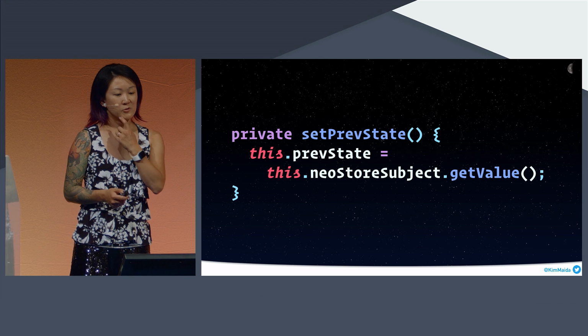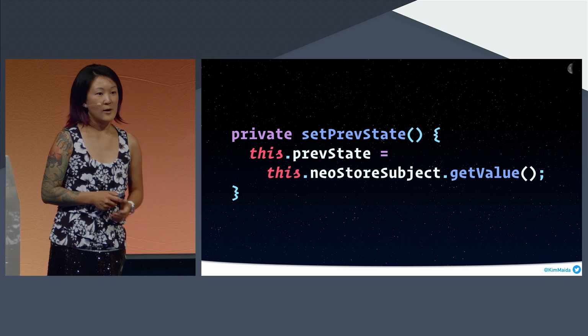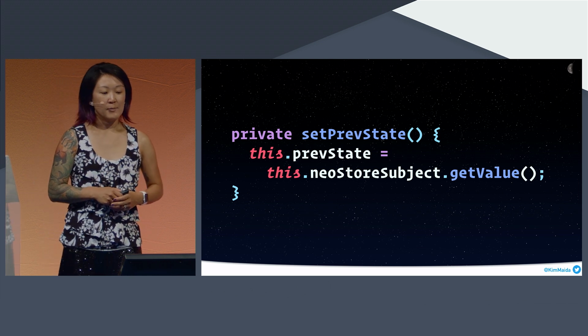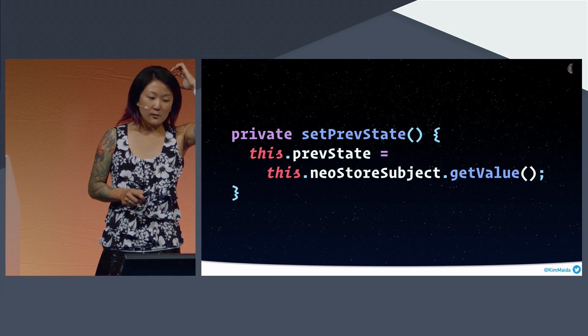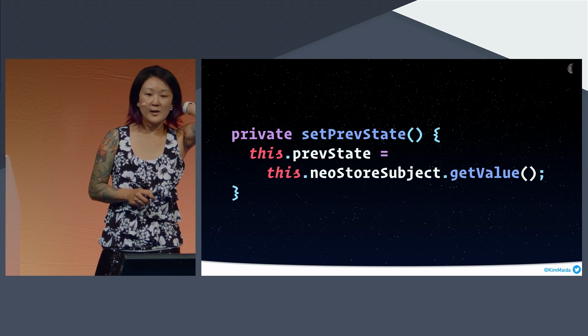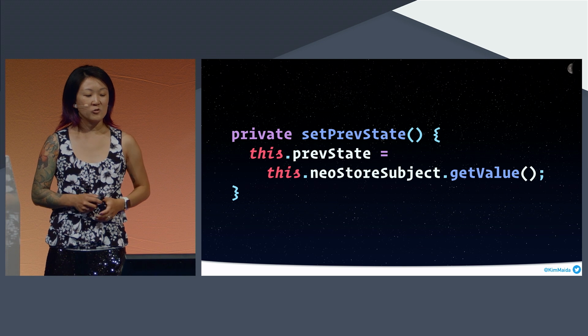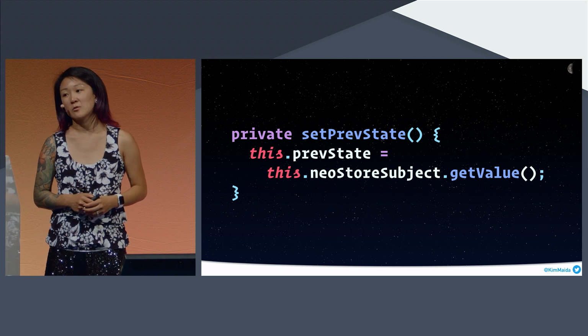So I'm going to create just a setPrevState method. It's a private method to this state class. I'm going to use a local member called prevState, and basically when this method is run, it's just going to go and get the value from the NeoStore subject. And I'm just going to run this method at appropriate times when I want to actually store this.